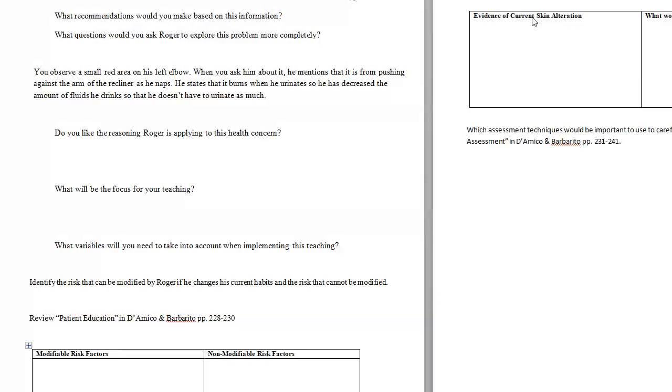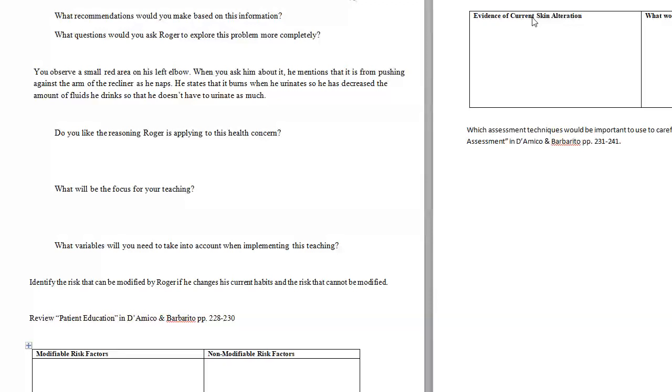So this hydration will definitely affect healing, and it definitely affects skin integrity. He already has now excoriation around the rectum. He also has a small red area on his left elbow. So now he is demonstrating skin breakdown. And it is painful. And again, now he has an open wound, which again is at risk for infection.